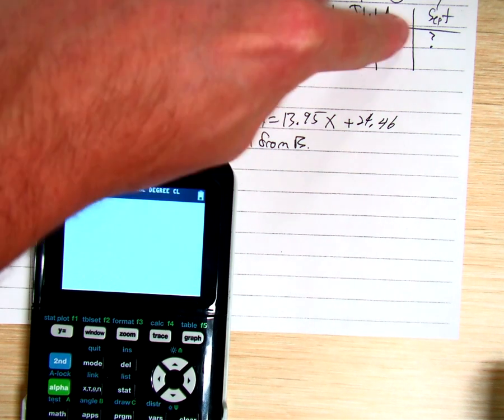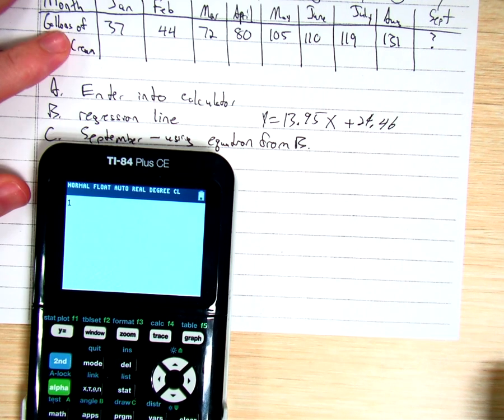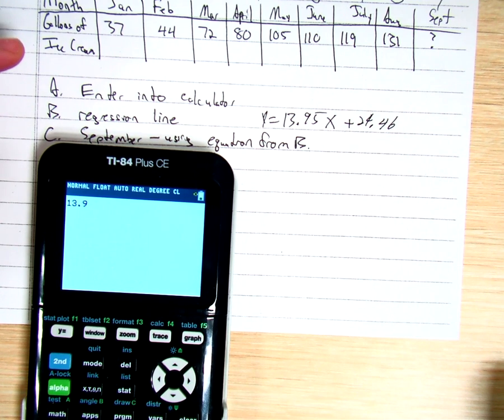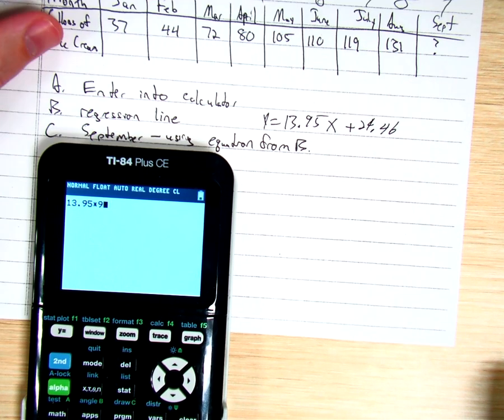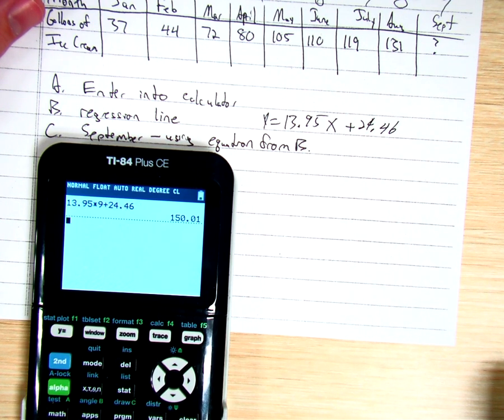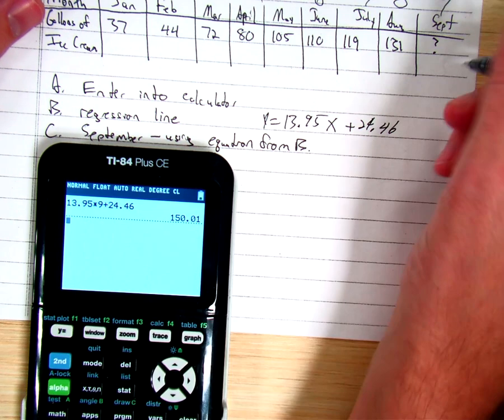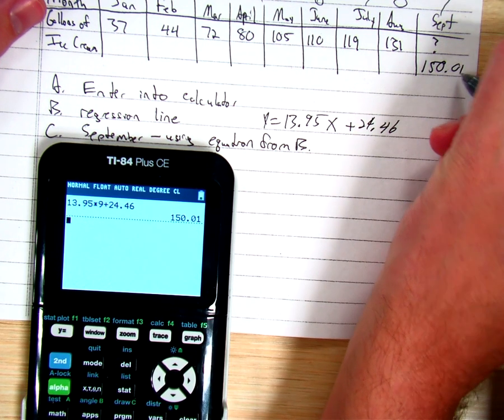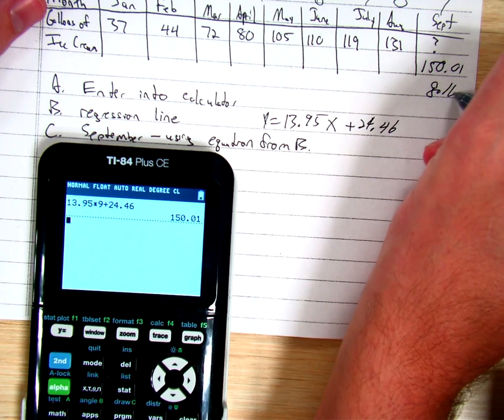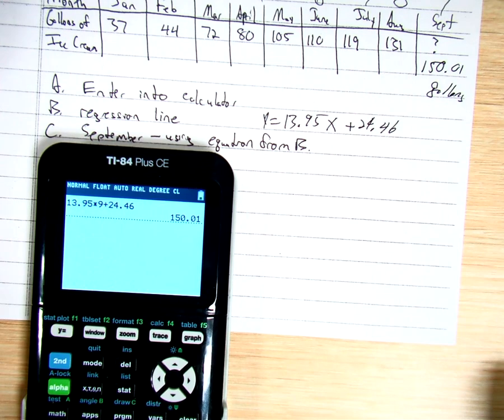So, to predict what we're going to sell in September, 13.95 times, September is the 9th month, so here's where we're going to use that 9, plus 24.46. We're projecting that we will sell 150.01, or just 150 gallons of ice cream in September.